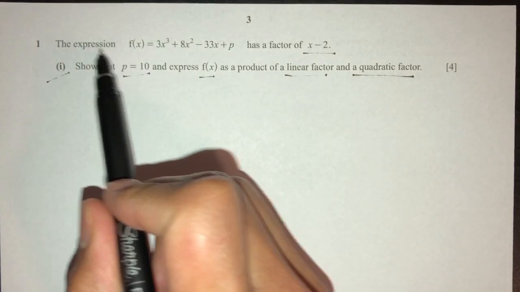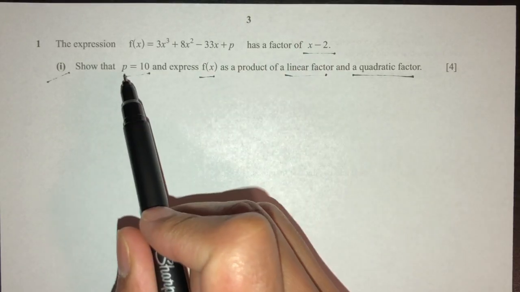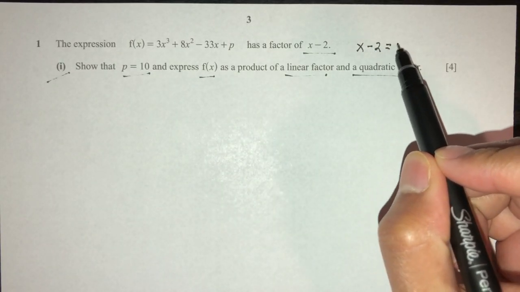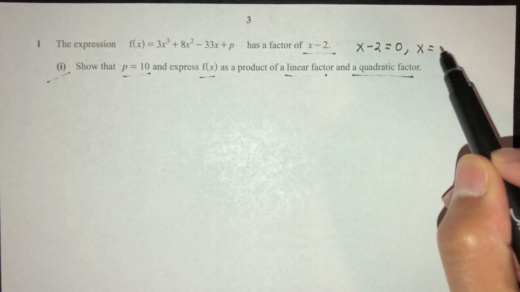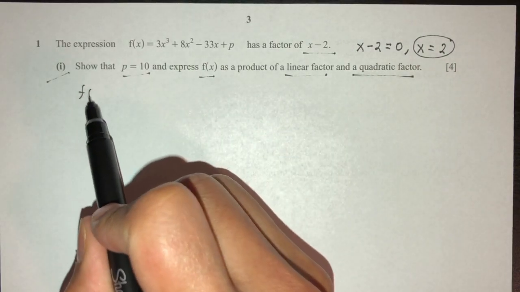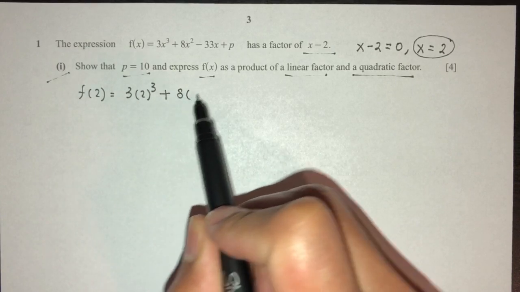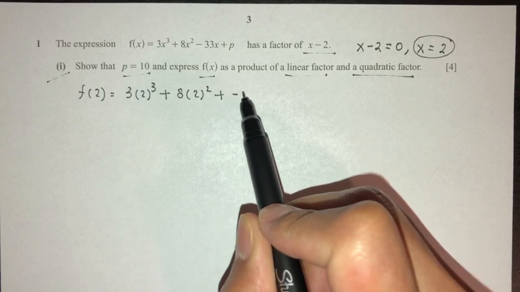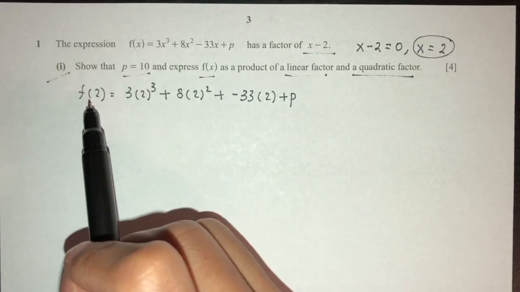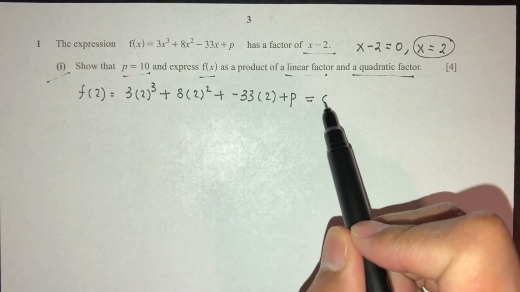From the main question we see that we have a factor of x minus 2. So we have to use this to show that p is equal to 10. Pretty easy. Let's equate this to 0. The value of x will be equal to 2. Now let's replace this back in the equation. So f of 2 will be 3 times 2 power 3 plus 8 times 2 power 2 minus 33 times 2 plus p. Let's see what we get. Since this is a factor, what you get is supposed to give you 0.